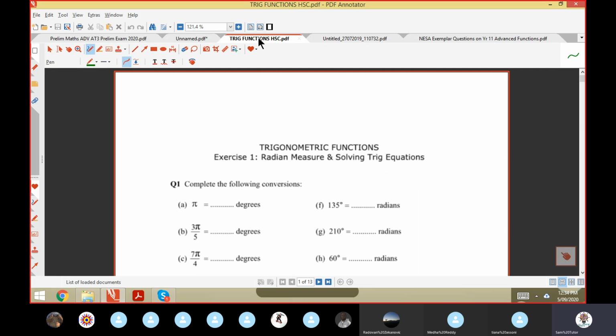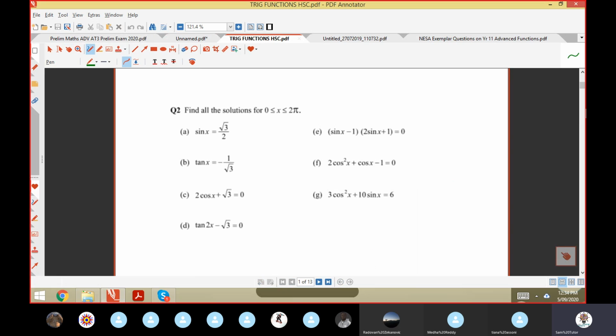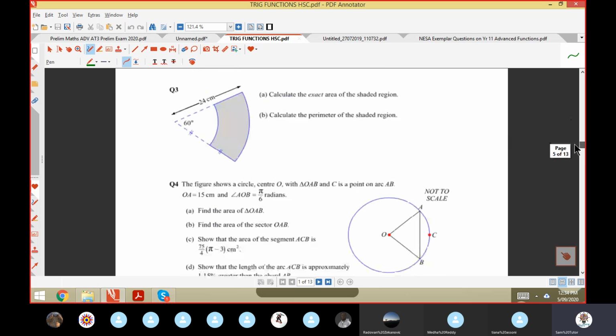If you guys want these booklets, you can. I'll send them to you. Is there any nice ones in here?